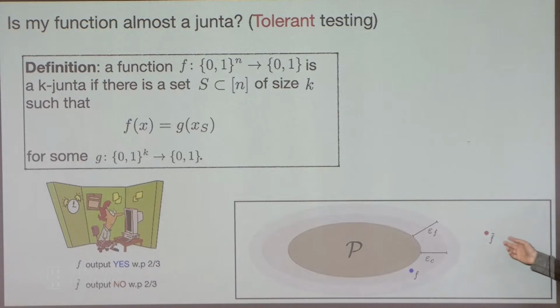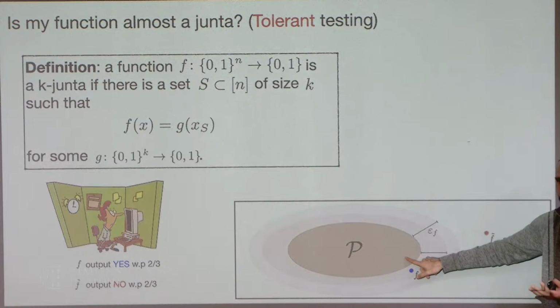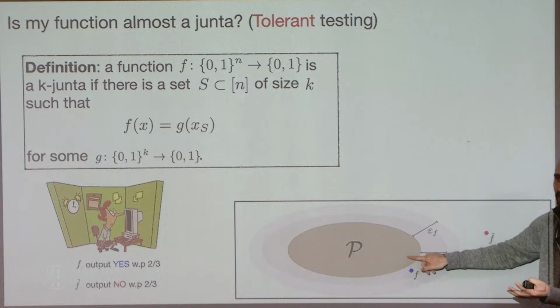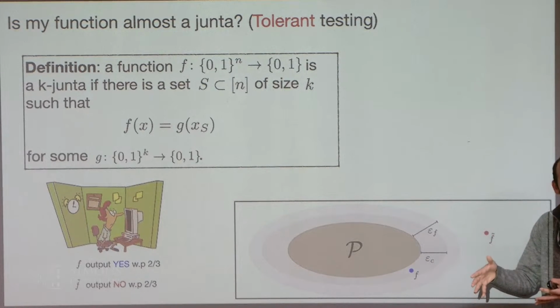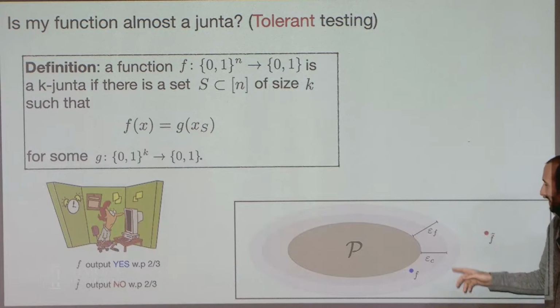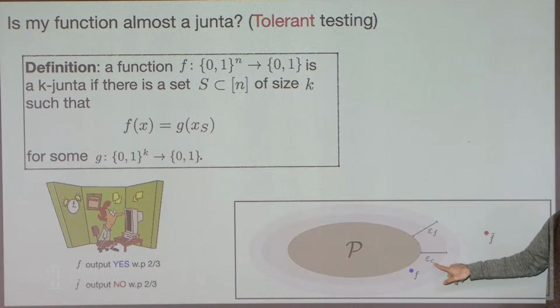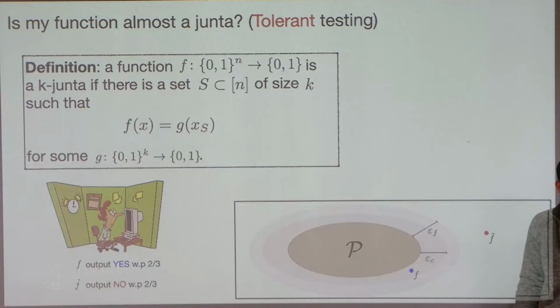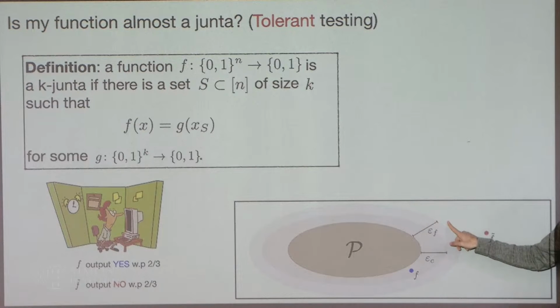So what do I want? I want an algorithm where P is the property of being a junta, that you really only depend on k variables. But you don't just want to accept functions that satisfy this very stringent guarantee. If it almost satisfies this guarantee, in the sense that it's epsilon_1 close to only depending on k variables, then you should say, yeah, you're pretty close to depending on k variables. On the other hand, if you are epsilon_2 far from depending on k variables, then you should reject.